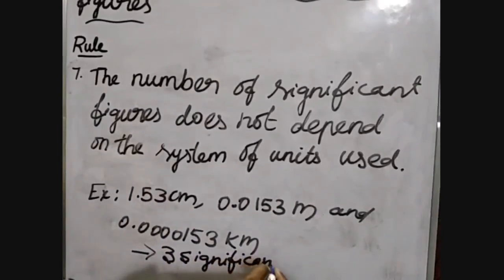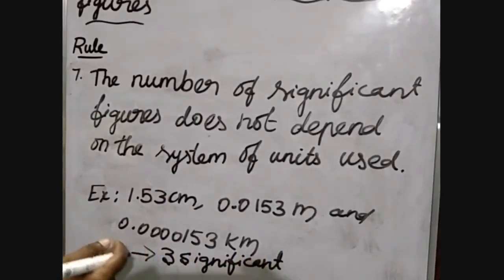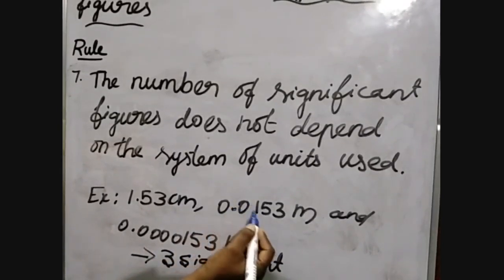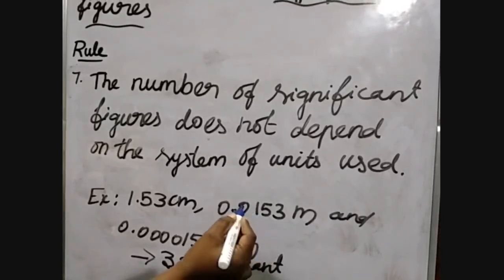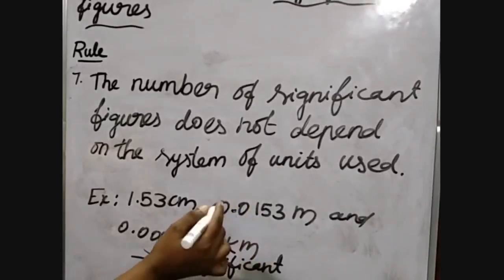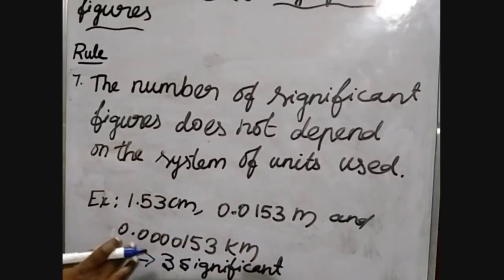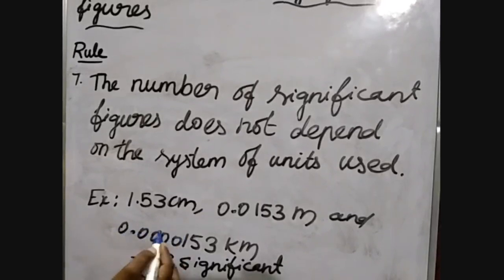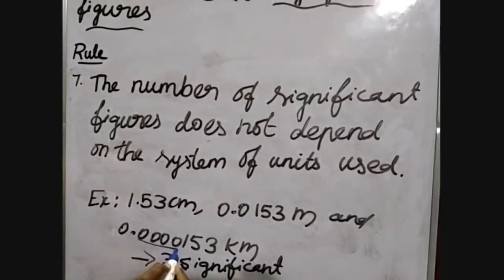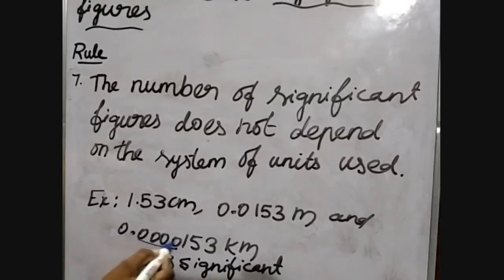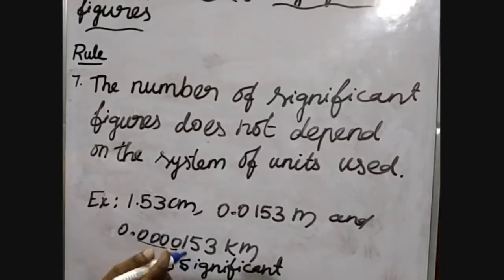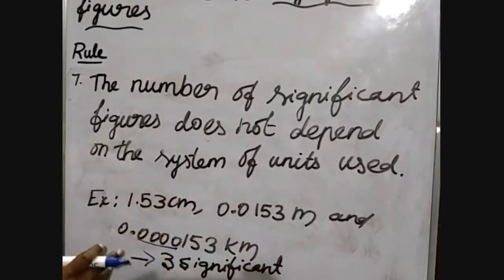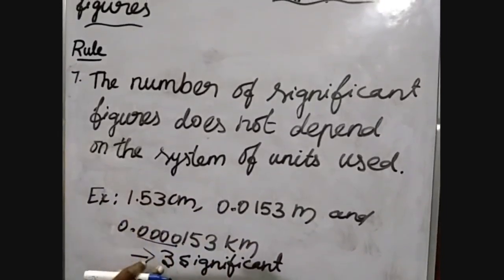Here, the fifth rule is used. The fifth rule says the zeros right of the decimal point and left of the first non-zero are not significant. In this number, these 2 zeros are not significant. In this number also, right of the decimal point and left of the first non-zero, all are not significant. Here these 4 zeros are not significant. In all 3 cases, the significant figures are 3.